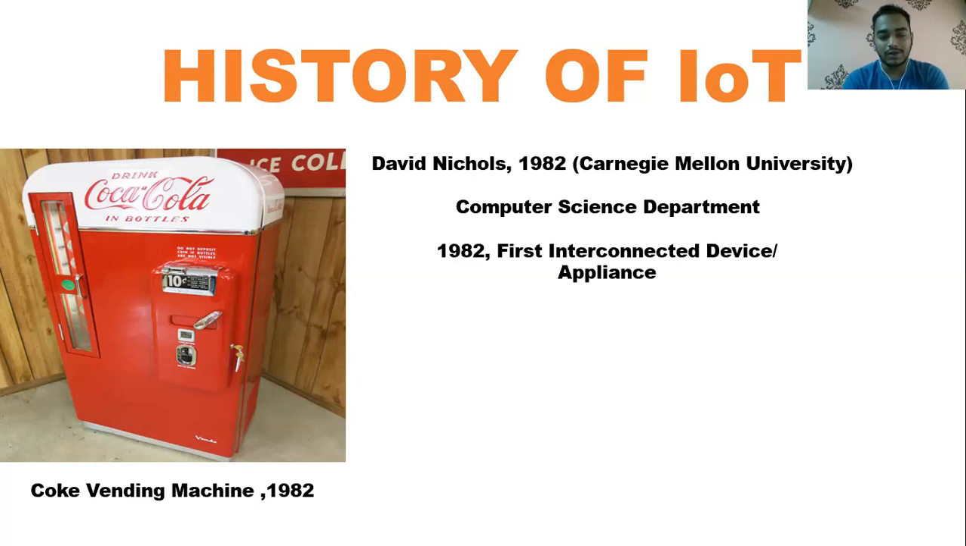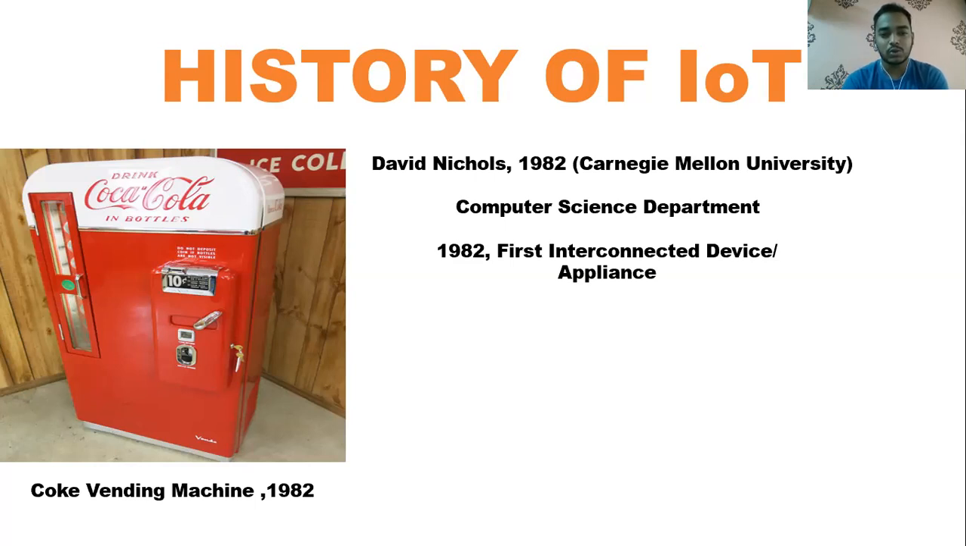Okay, so David Nicholas had his office on the campus of Carnegie Mellon University. David Nicholas and his friends were very addicted to liquids like Coke or soda. The Coke vending machine placed on that university's campus was very far from David Nicholas's office. So they decided that they would control that vending machine automatically.